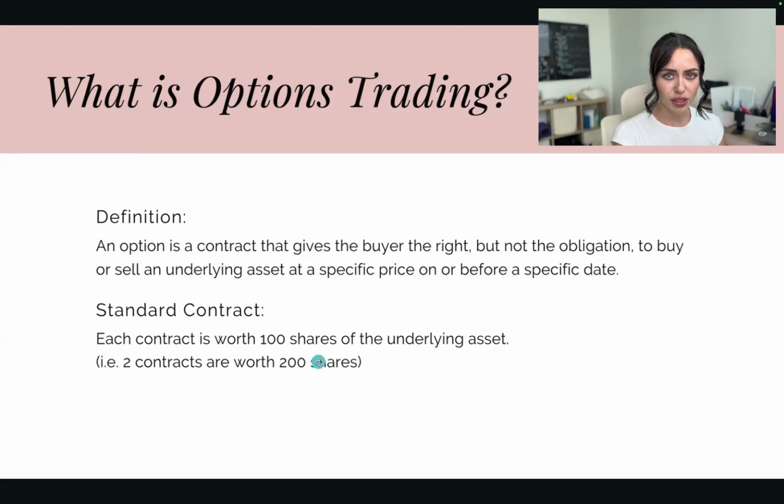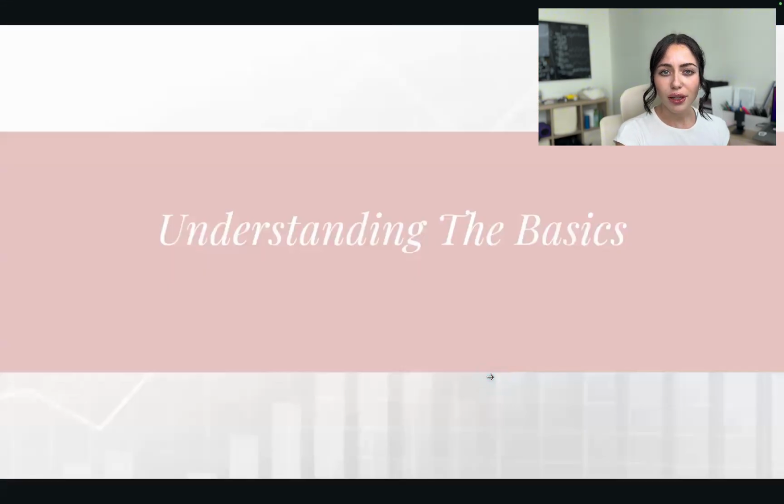A standard options contract is worth 100 shares of the underlying asset. And these underlying assets can be stocks, indexes, ETFs, a bunch of different things. So if you have two contracts that you purchased, you have the right, but not obligation, to control 200 shares of that underlying stock. Now let's get into the basics and the core foundation of options trading.